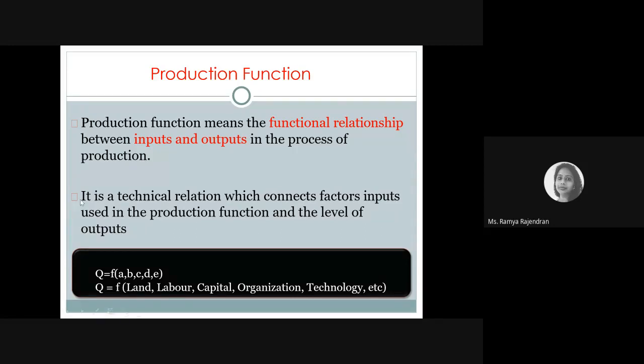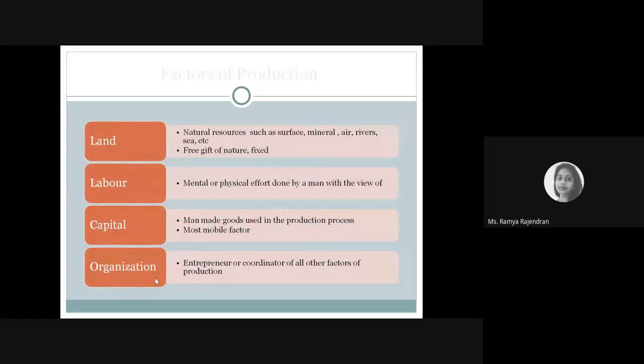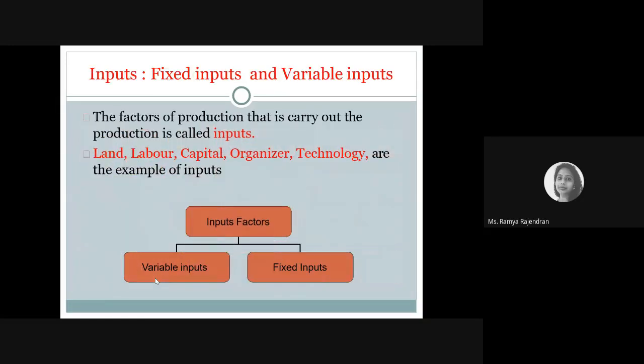So we can see the relationship. Okay, so we'll be discussing two different laws here. We just discussed what land, labor, capital, and organization are. Before we go into the theories or laws, we have to understand what the inputs are. There are two different kinds of inputs: fixed inputs and variable inputs.